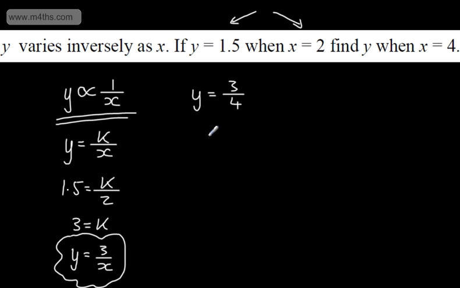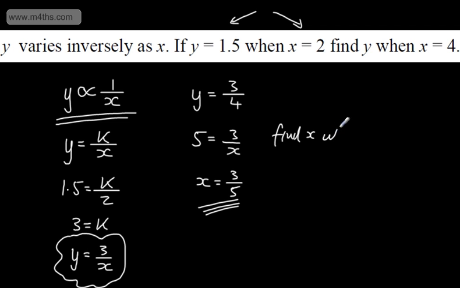If it asks us to find x when y is equal to 5, what we could do is write that 5 is equal to 3 over x. Multiplying both sides by x, dividing both sides by 5, we'd have 3 over 5. So that is flipping this around. This would be find x when y is equal to 5. And that's just turning the question round from the other way. You might be asked to do that. And you might be asked to do it with a square or a cubed term as well.